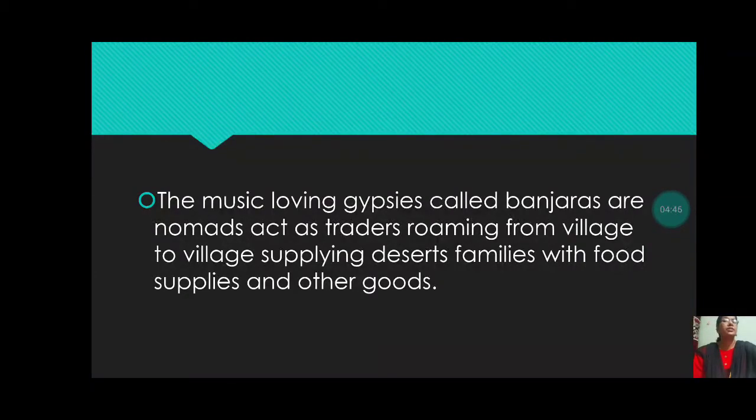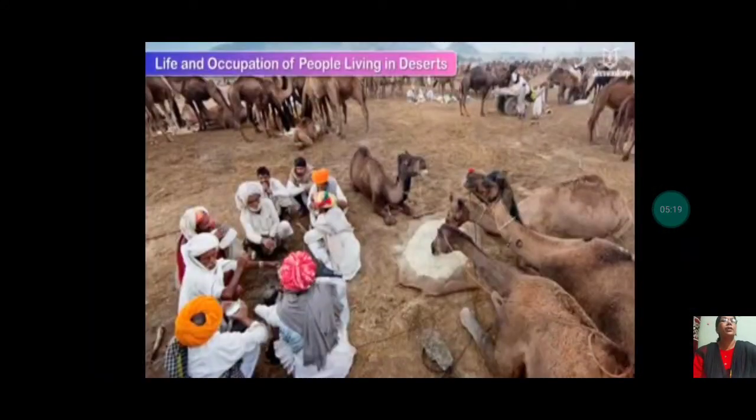The music-loving gypsies, they love music. They are known as gypsies, and the Banjaras are nomads, meaning they move from one place to another and act as traders roaming from village to village, supplying desert families with food and other goods. They are also called the Banjaras. You can see how they are moving from one place to another with their families and their animals. So they are the nomads, children. They are not making their home permanently at one place. They keep moving from place to place.